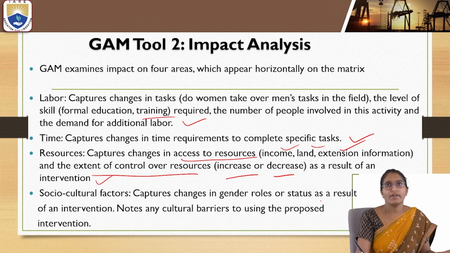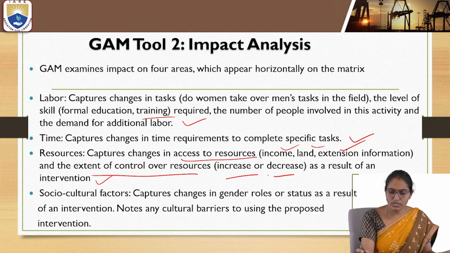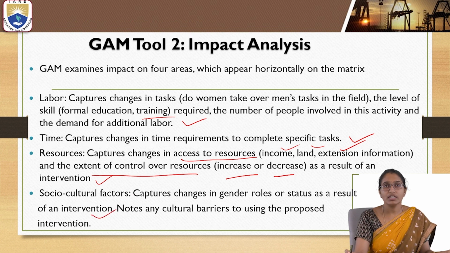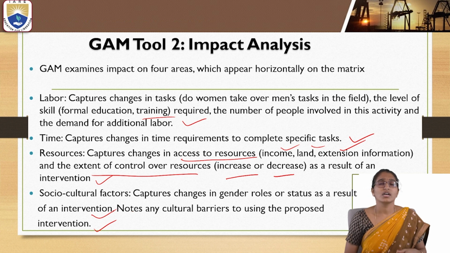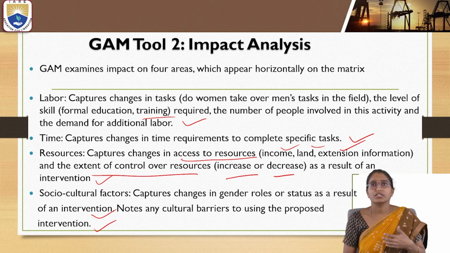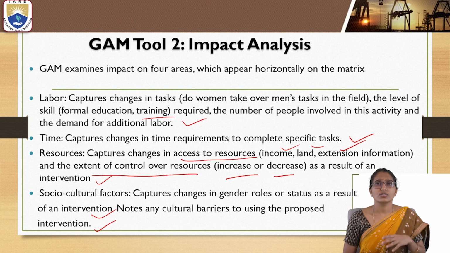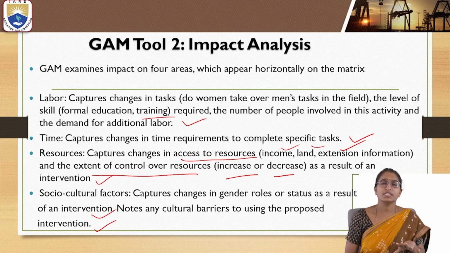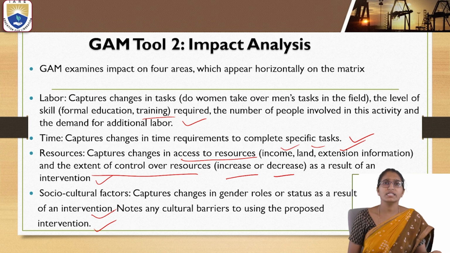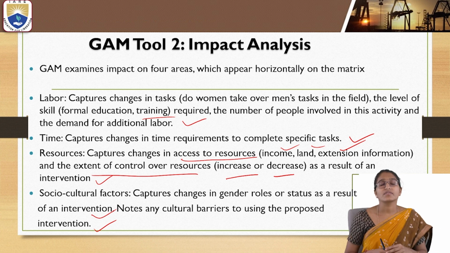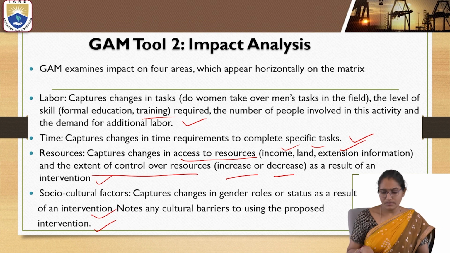Socio-cultural factors capture the changes in gender roles or status as a result of an intervention. Note any particular cultural barriers to the proposed intervention. So you have brought one intervention, and based on that, how is a particular gender able to take it? Whether it is socio-cultural factors, and with respect to the community is it okay, with respect to men it is okay, or women it is okay, or household it is okay. So you will see all this and then give the complete analysis matrix.